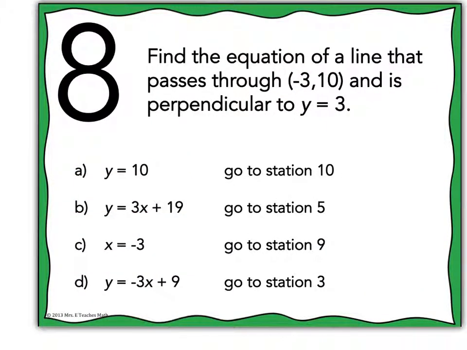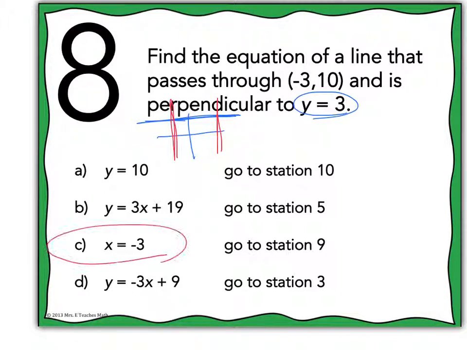Okay, same style as the last question. I want to be perpendicular to y equals 3. Remember, y equals 3 is a horizontal line. It crosses the y-axis at 3, so it's just going to look like that, horizontal. So to be perpendicular to a horizontal line, I would want any vertical line. So vertical lines, the only choice for a vertical line is x is equal to -3. Okay, you want something that crosses only the x-axis.